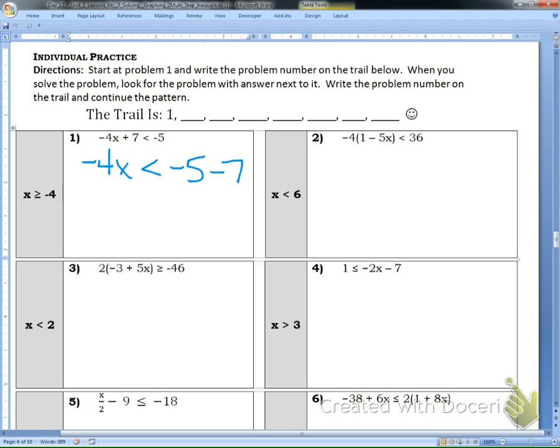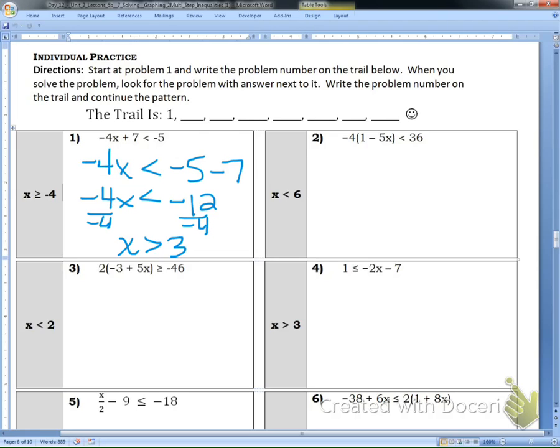So I identified my terms and made sure my variables and my constants are on opposite sides and ready to combine my like terms. So -5 and -7 are the same sign, so I need to add. And the bigger sign wins, so it should be a -12. Then I have to divide by -4. X is, because I divided by that negative number, remember your inequality changes directions, -12 over -4 is a +3.